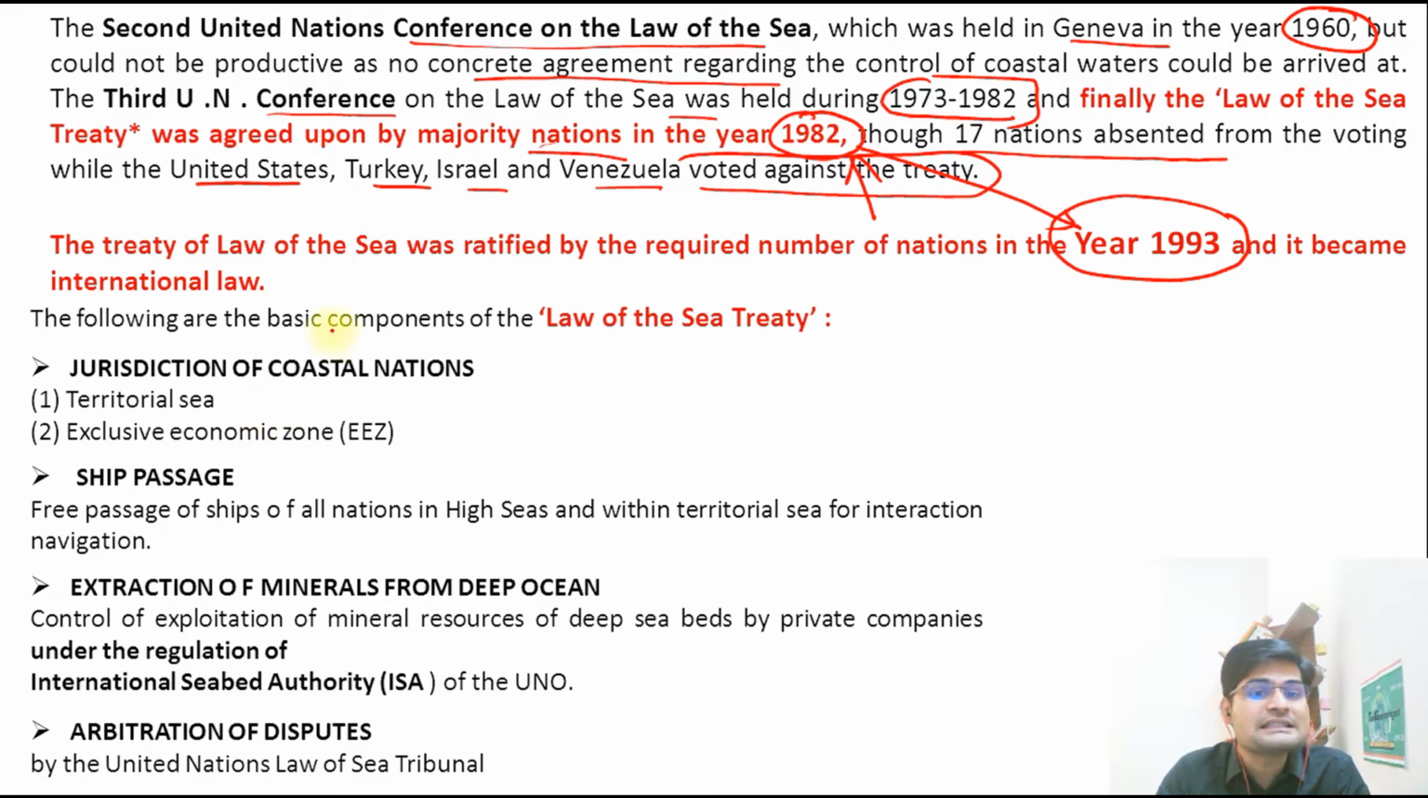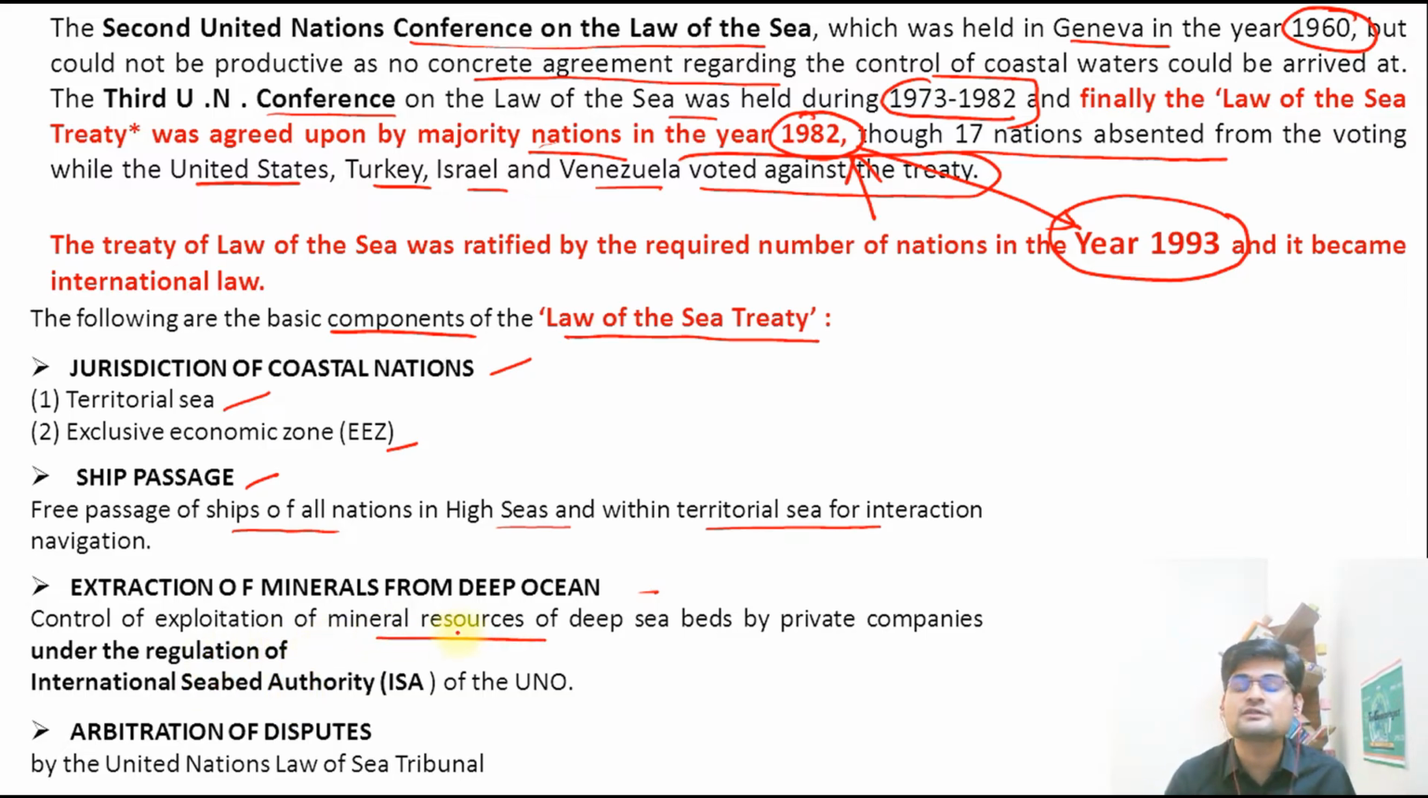So the following are the basic components that you can observe on your screen, part of the Law of the Sea Treaty. If you read it, jurisdiction of coastal nations, that includes territorial sea and also EEZ, was clearly demarcated. Then ship passage, free passage of ships of all nations on high seas and within the territorial sea for interaction and also for navigation. Then the third important point in this treaty was extraction of minerals from the deep ocean. It was clearly written in the treaty that exploitation of mineral resources of the deep seabeds by private companies under the regulation of the International Seabed Authority, ISA, of the UNO was permitted.